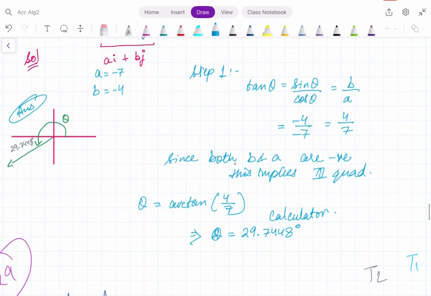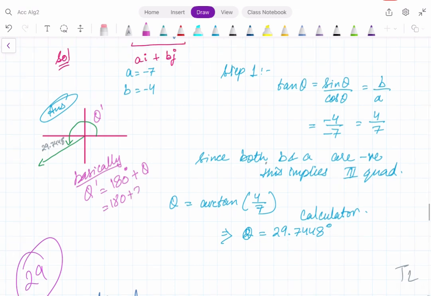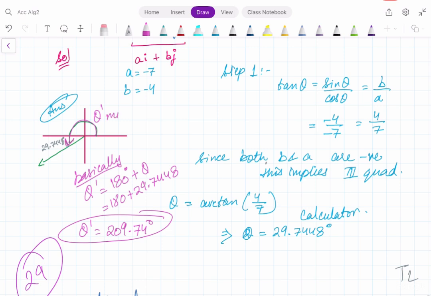Now 29.748 degrees, because it's the third quadrant and we are starting from the initial point, that theta is only a part of it. That means below the x-axis. So basically what we are talking about is the total angle. Let's say the total angle is theta prime. So theta prime will be 180 degrees plus this angle that we just calculated, 29.7448, because it is in the third quadrant. In the third quadrant, it is more than 180 degrees. So the total angle theta prime is 209.74 degrees.